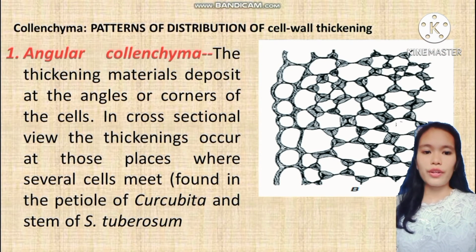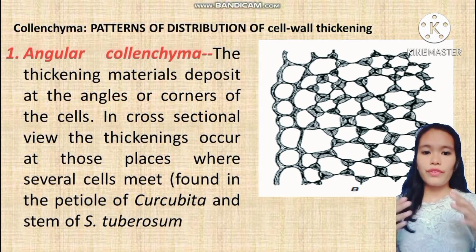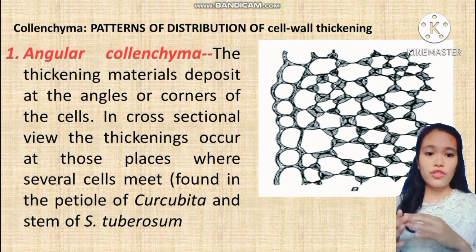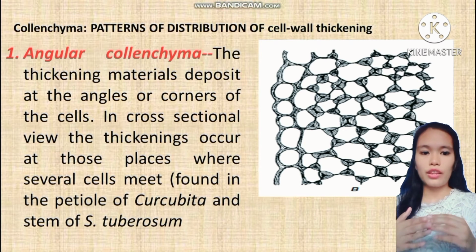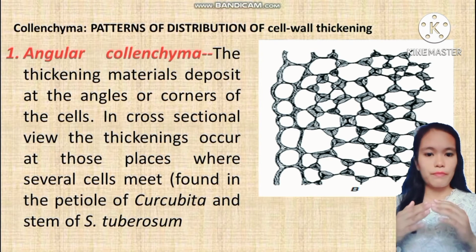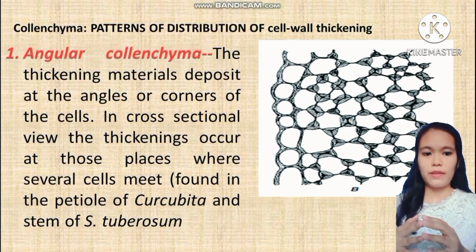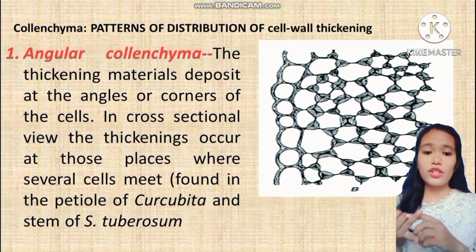First, angular collenchyma. The thickening materials deposit at the angles or corners of the cell. In cross-sectional view, the thickenings occur at those places where several cells meet. You can find it in the petiole of Cucurbita and stem of Solanum tuberosum.